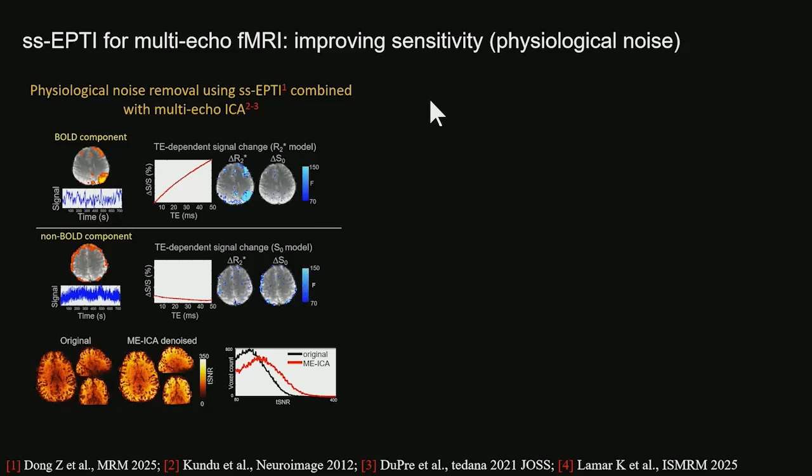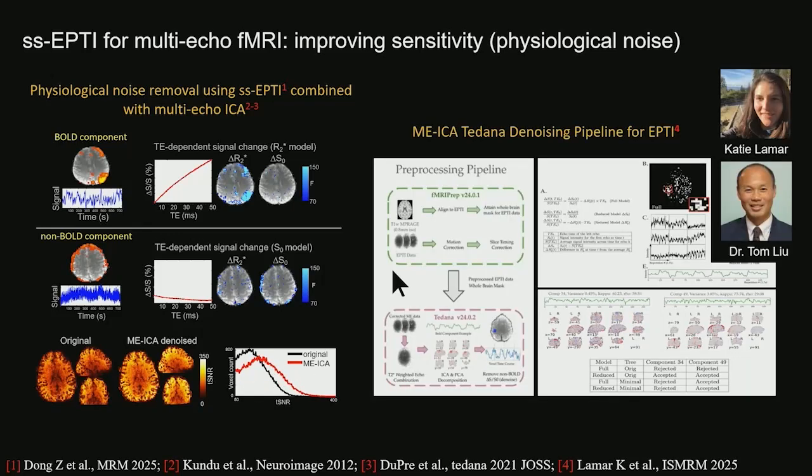In addition to readout efficiency, the multi-echo images can be combined with the multi-echo ICA developed by Prantik Kundu and Dr. Bandettini to remove the physiological noise. And recently, our collaborators at UCSD, Katie and Dr. Tom Liu, have developed a MEICA-based denoising pipeline for EPTI data specifically to remove the physiological noise, which they will be presenting at Hawaii SMR.